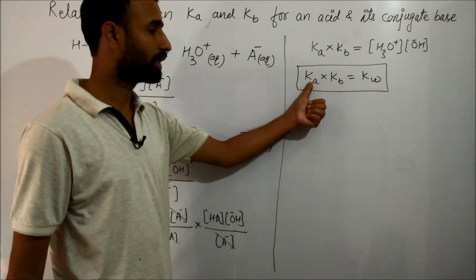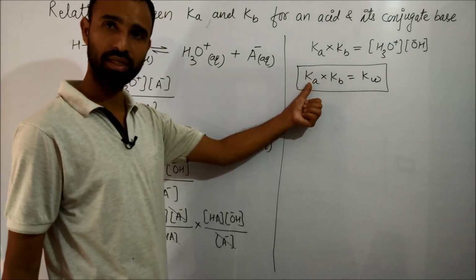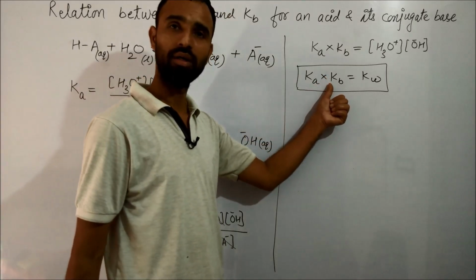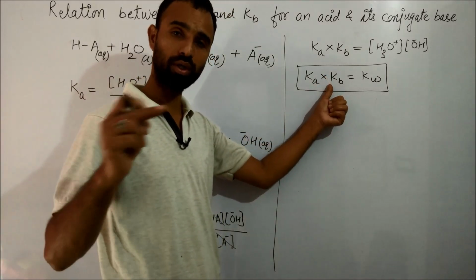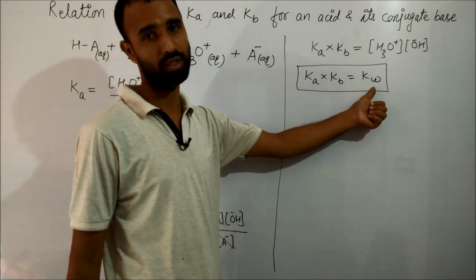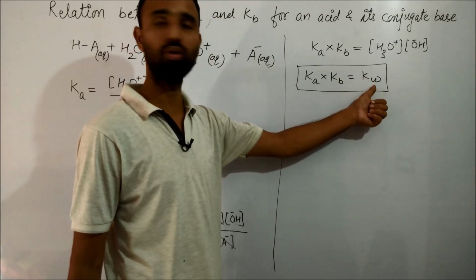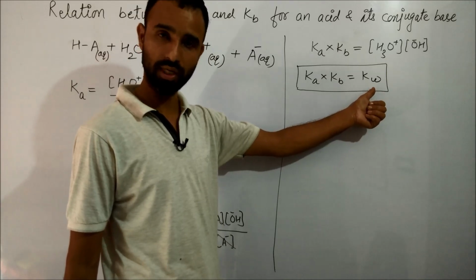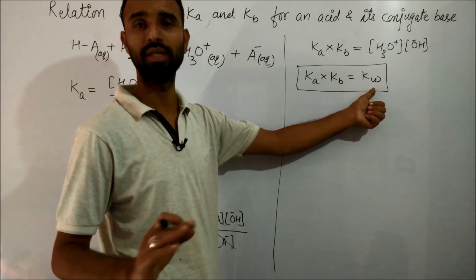Product of dissociation constant of acid and dissociation constant of conjugate base is equal to the ionic product of water. And you know it is equal to 10 raised to power minus 14 at 298 Kelvin.